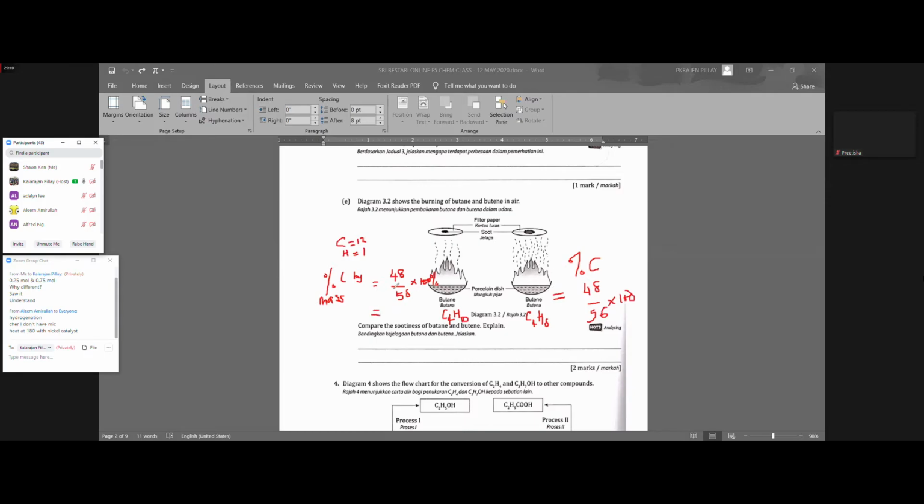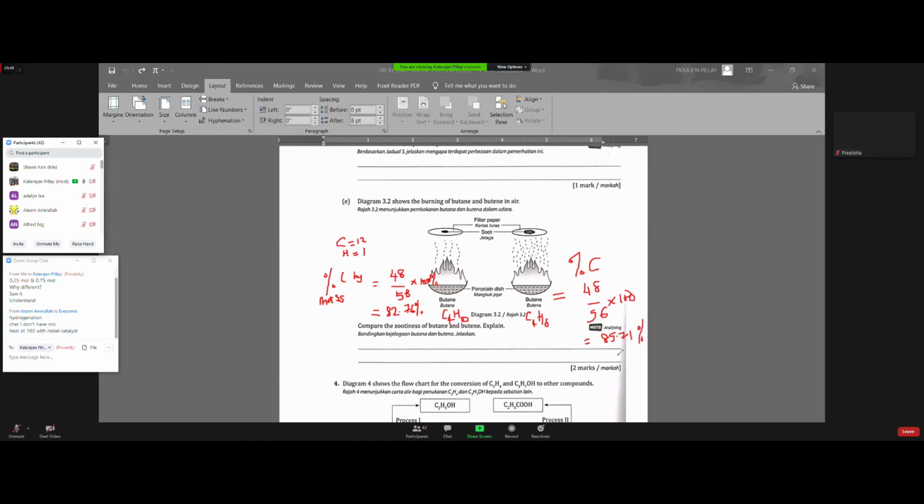Joshua, give me the first answer for butane, please. The mass, is it? No, percentage. You times by 100%. So I'm working percentage by mass. Can you see now? 82.76. Okay, 82.76%, very good. Jain, do the next one for me. How much you got? 85.71. Okay, 85.71. See, they always will give you the relative atomic mass. When they give you RAM, that means you're going to calculate. Okay. So now we compare.